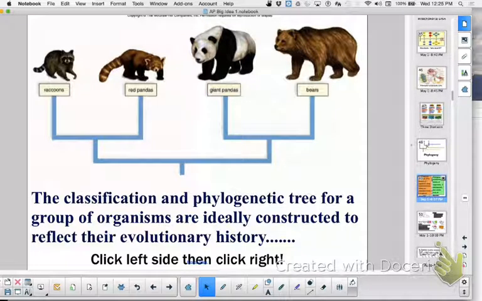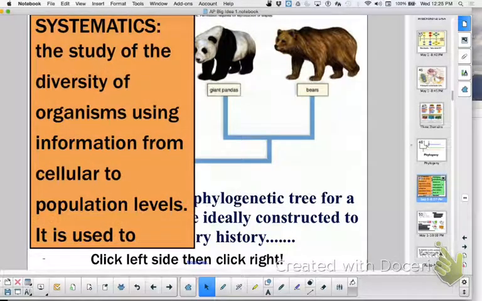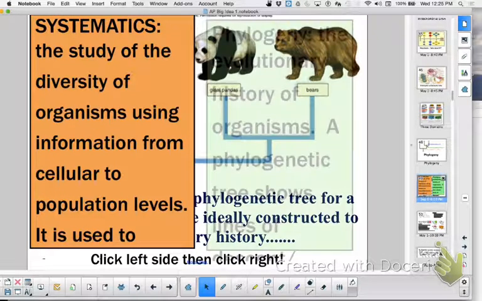When you look at a phylogenetic tree, when you construct it, the systematics, Blue, why don't you say what systematics is? Go ahead, Blue. And Slate, this will be you.